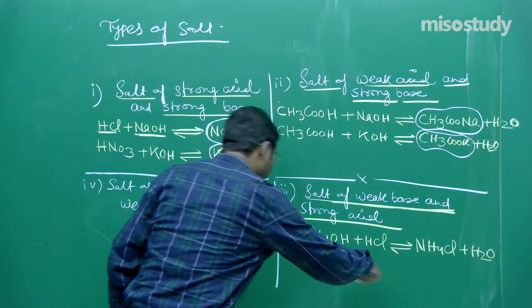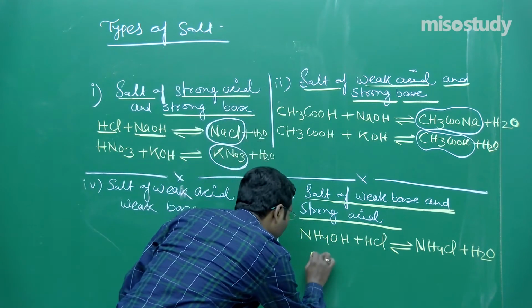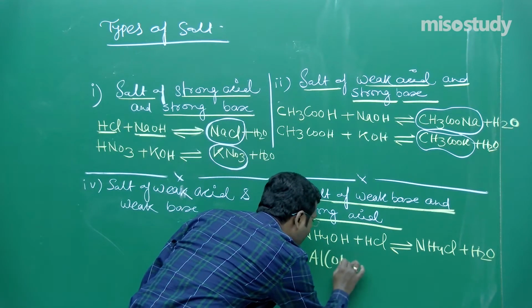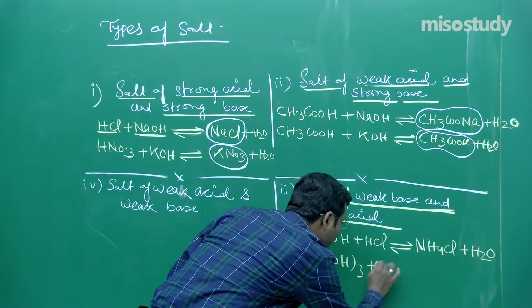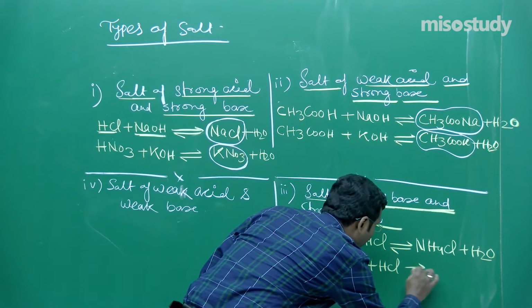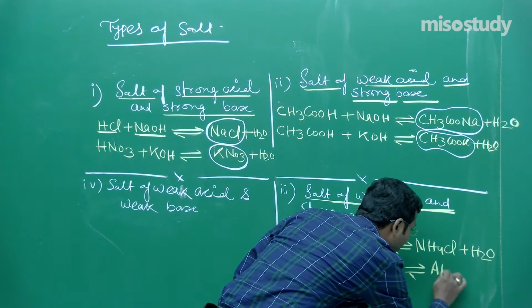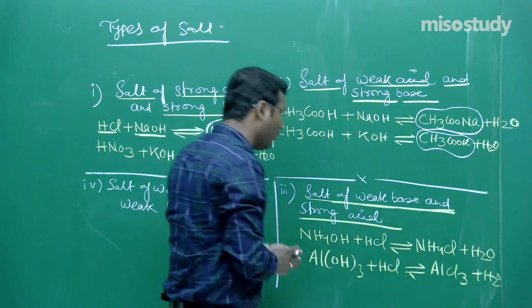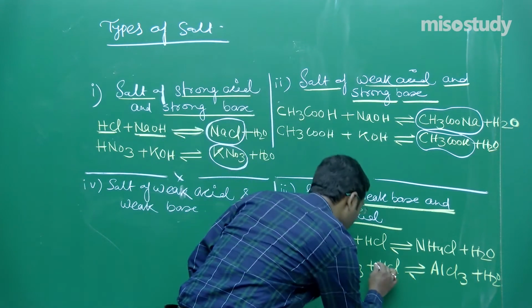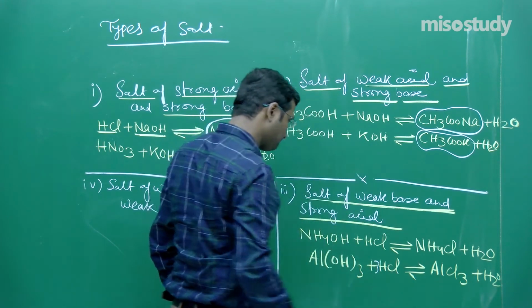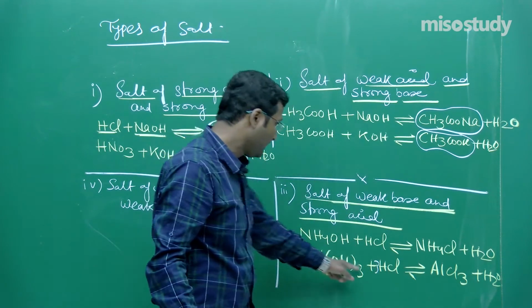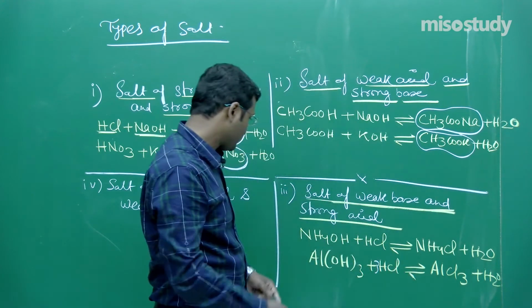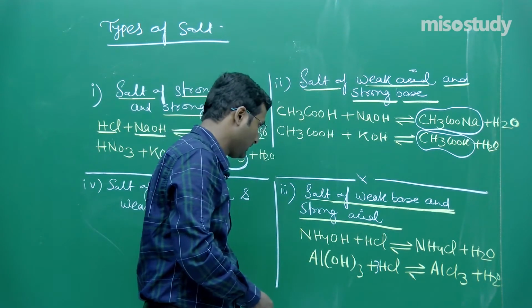If I take another example, Al(OH)3 plus HCl, then what will happen? Again it will give AlCl3 plus H2O. Now balance the reaction. We will write 3 here, and AlCl3 and 3H2O. I think it is completely balanced.